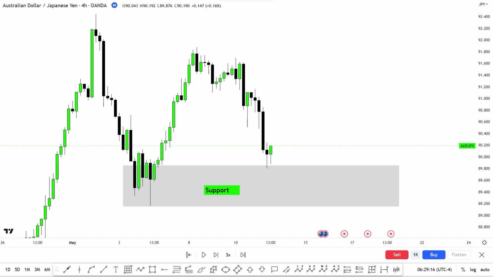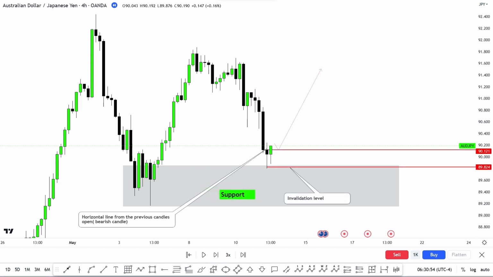Then the next step is to follow all of the rules we have covered before we can move on to the lower time frame. On the higher time frame, we will only do two things, which is to put the horizontal line on the previous candle's open. Then lastly, we will put a horizontal line on the low of the bearish candlestick. This last horizontal line will be used as an invalidation level, in case price trades below it, we will believe that our trade setup has failed.